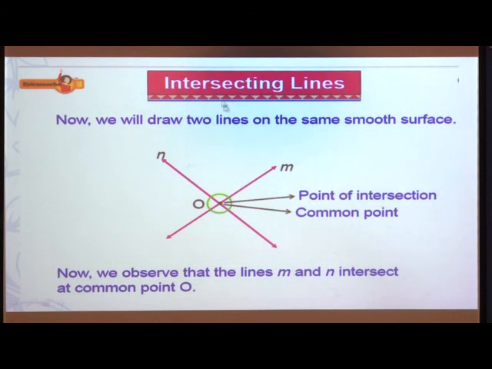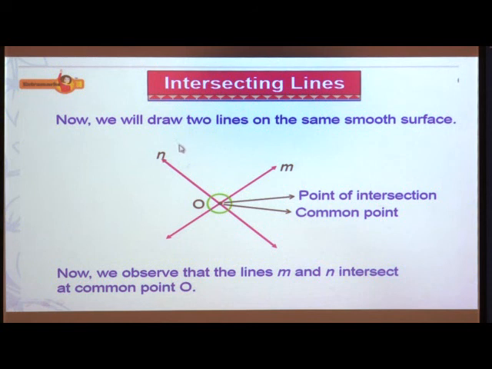Now, let us see about intersecting lines. Now, we will draw 2 lines on the same smooth surface. As we have seen, students, till now we have completed 3 main points of geometry, that is point, line segment and line. Now, we are going to move forward and study more about intersecting lines. See here, now we will draw 2 lines on the same smooth surface. Now, we have 2 lines here, one is line M and one is line L.